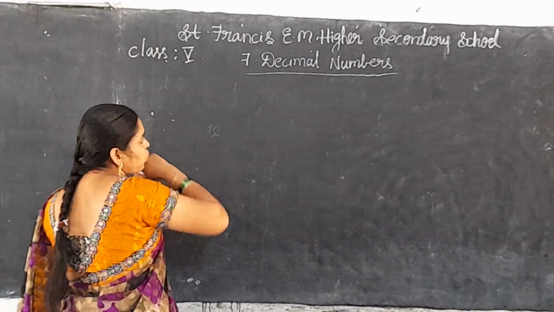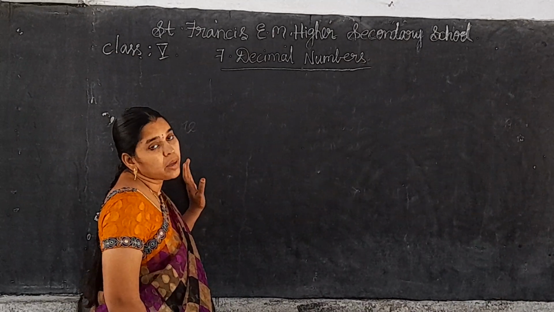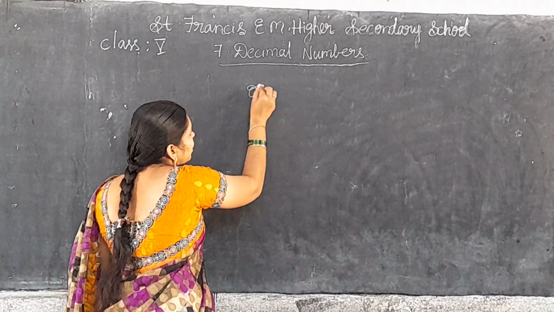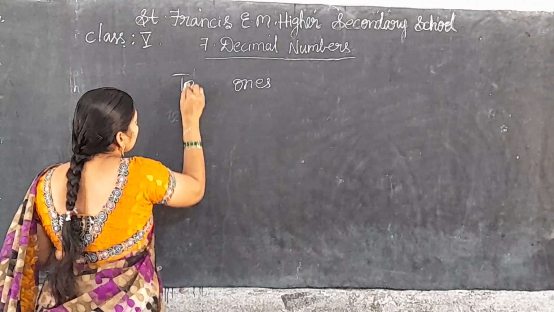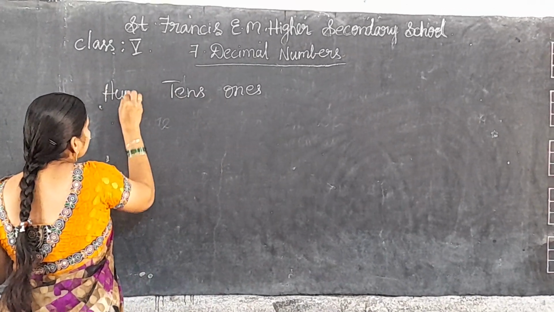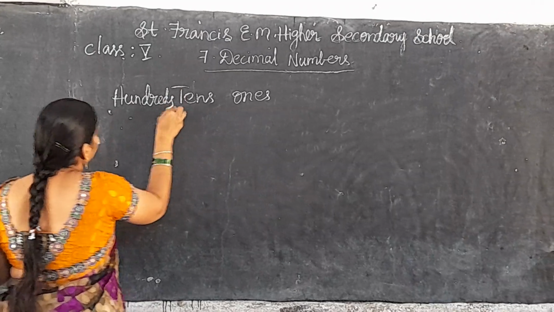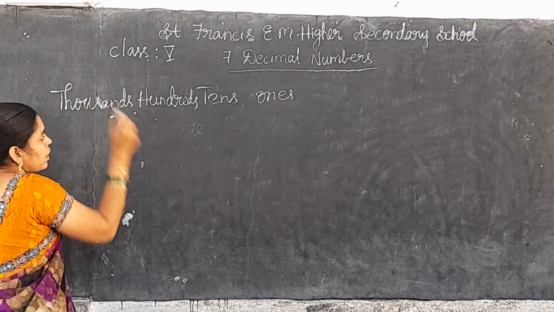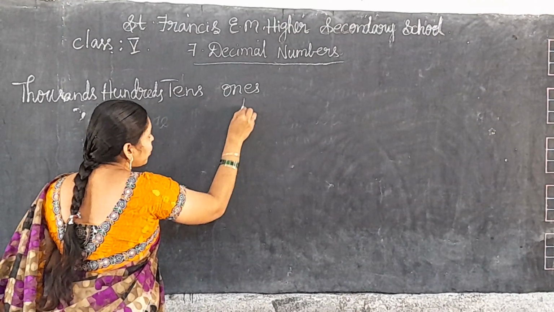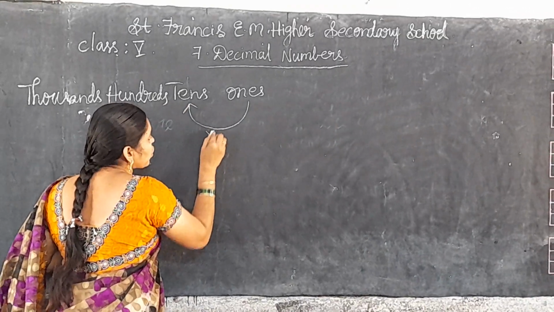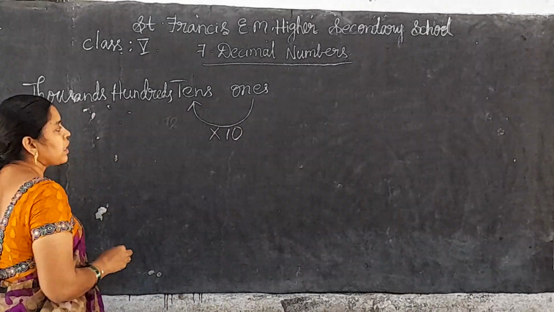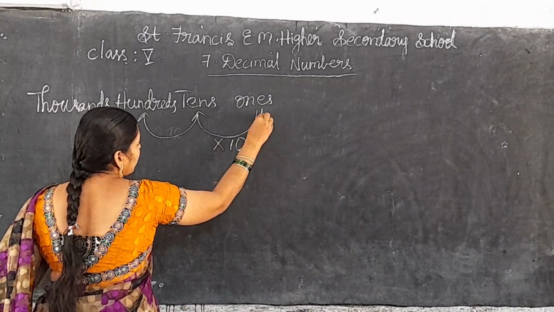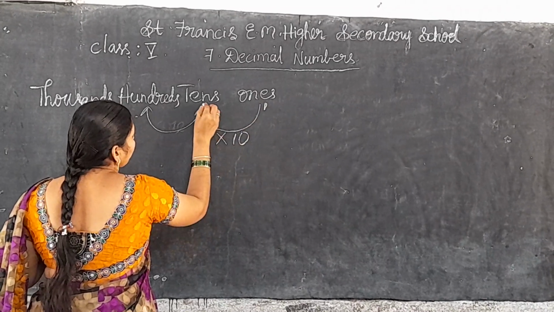In the previous class, I explained place values, right? Ones, tens, hundreds, thousands, right? Right to left, if one place value is moving, it should be multiplied by 10. Then the next place value will come. Here, 1 multiplied by 10: 1 tens are 10.